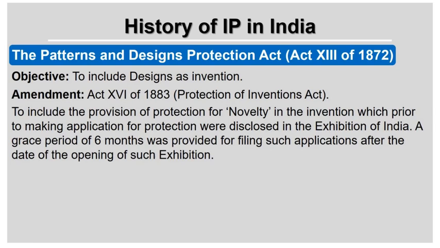This act was amended in 1883 to include the provision of protection for novelty in the invention. Suppose an invention is disclosed in any governmental exhibition, then the inventor can file the patent within 6 months after the exhibition. This period of 6 months is called the grace period. Within that grace period, the invention satisfies the novelty criterion. However, after 6 months, it will not pass the novelty criterion and cannot be patented.